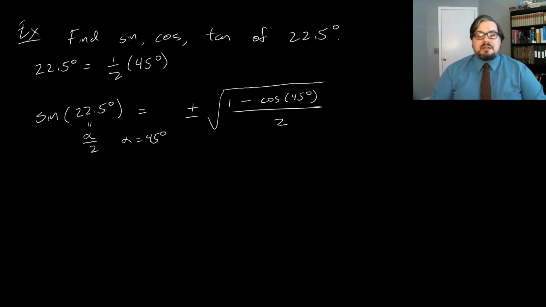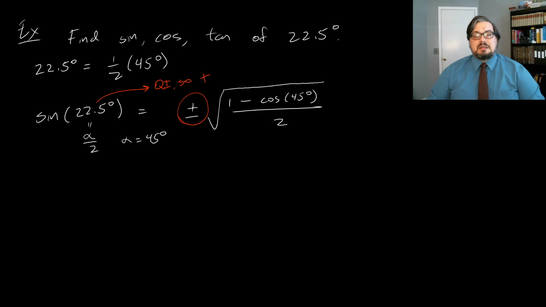Now, before we simplify all this down, we do want to consider whether we're looking at the positives or the negatives here, and this is where you want to use the quadrant that we're in. 22.5 degrees is in quadrant 1, so that means that sine of 22.5 degrees is positive. Whatever angle you're going to compute, the first thing you're going to want to figure out is what quadrant it's in so that you know whether to take the positive or the negative form of the equation you're looking at.